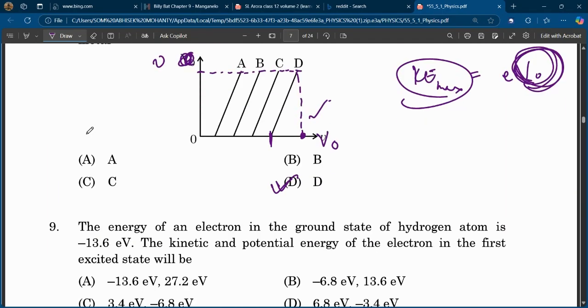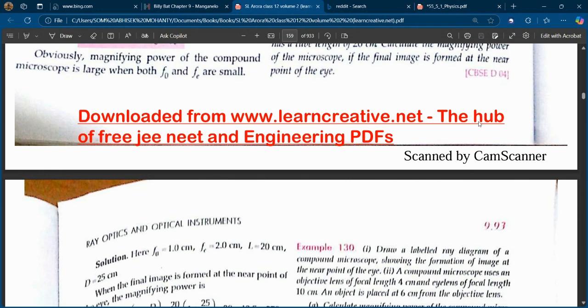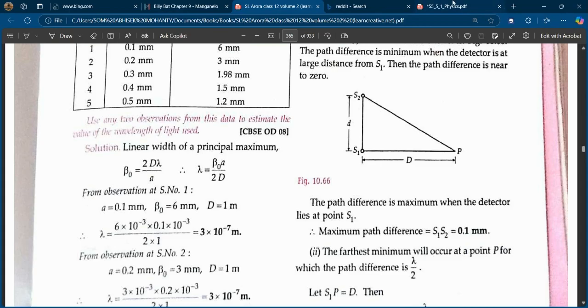Okay. The energy of an electron in the ground state of a hydrogen atom is given. Find the kinetic and potential energy of the first excited state. First of all, in the ground state, let's calculate. Energy is minus 13.6 eV. What is the kinetic energy and what is the potential energy? You need to know the relation between kinetic energy, potential energy, and total energy, otherwise you can't solve it. Please try this question. Try to remember the relation between kinetic energy and potential energy.